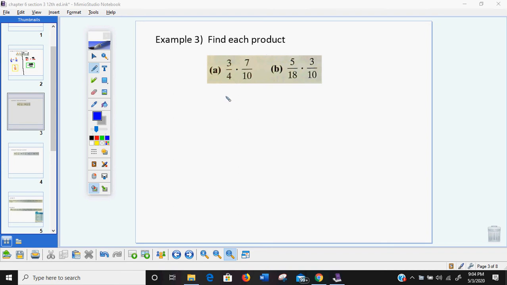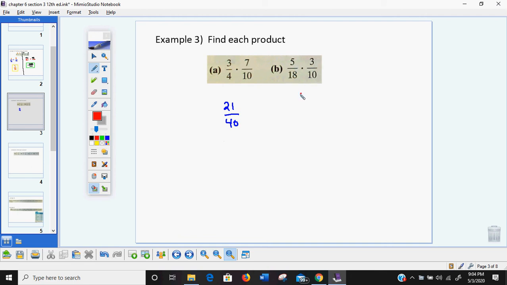When you are multiplying, you do not need a common denominator. You just multiply across. 3 times 7 is 21. 4 times 10 is 40. This will not reduce, so you're done. That's your answer. Let's look at part B.